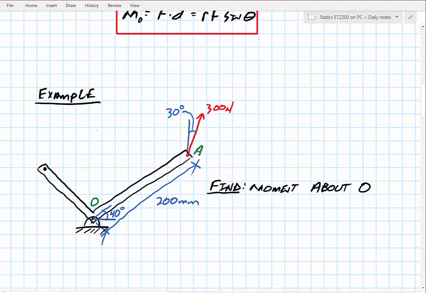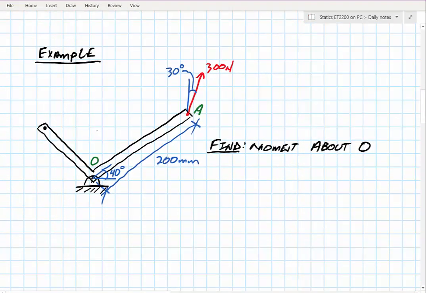All right, so on this example, what we have is a 300 Newton force that's applied 30 degrees away from the vertical. We have this elbow looking thing, which is 40 degrees up from the horizontal at point O. We are trying to find the total moment about point O. The way that I chose to do this is I said, let's take a look at this force and break it into an x and a y component. If I look at the force, I know that I have some kind of x component and y component, so I could call that Px and Py. In this case, I know that the angle from the vertical is 30 degrees.